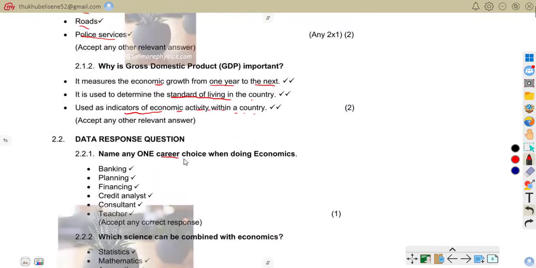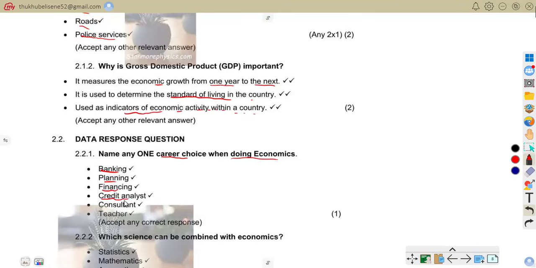Name any career choices when doing economics. So we can see banking, planning, financing, and sector. When we're talking about banking, we're talking of bank teller or loan officer. Banking is about working in financial institutions, helping people manage money. But with planning, this is helping business or government plan budgets as well as projects. But financing is managing and providing money for businesses or investments.